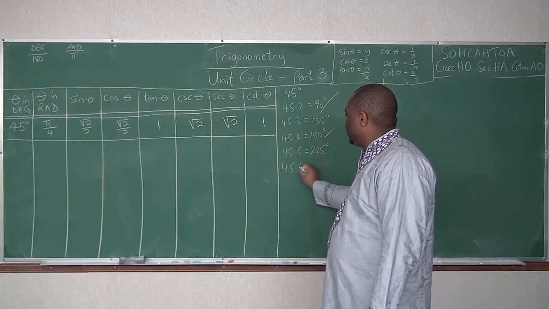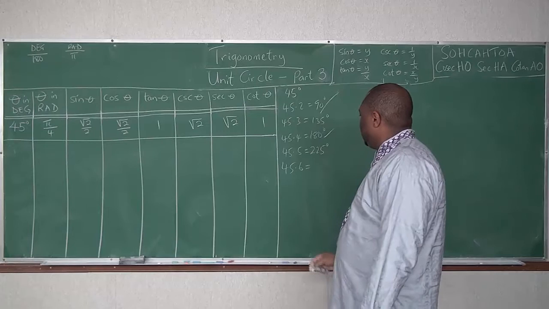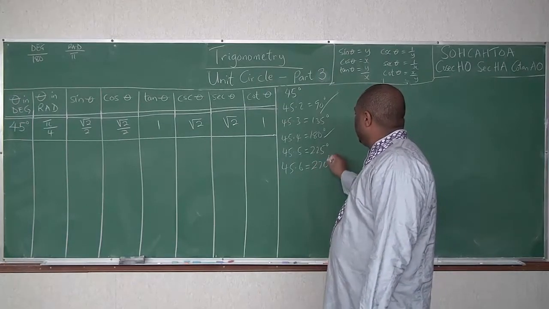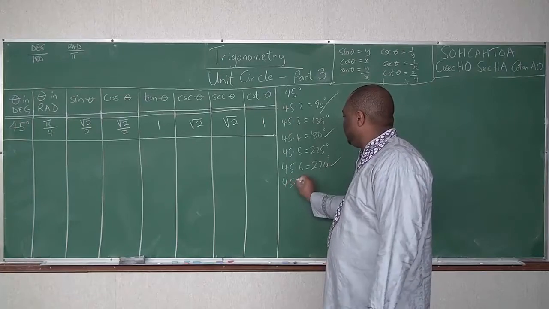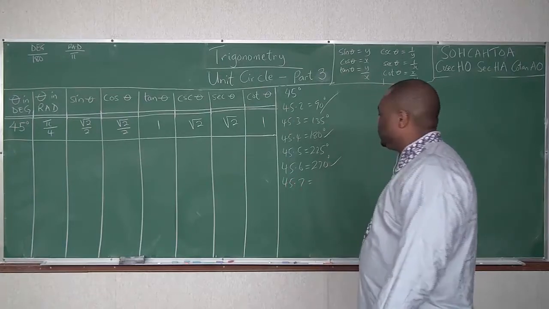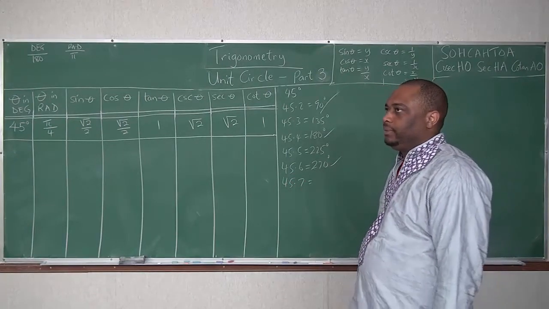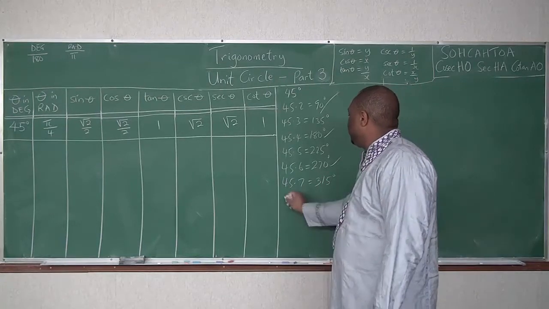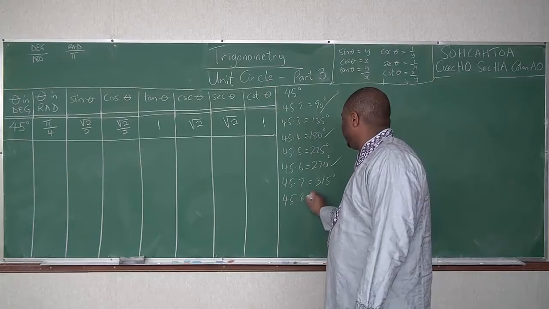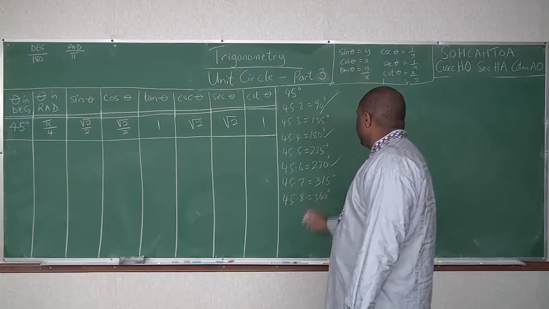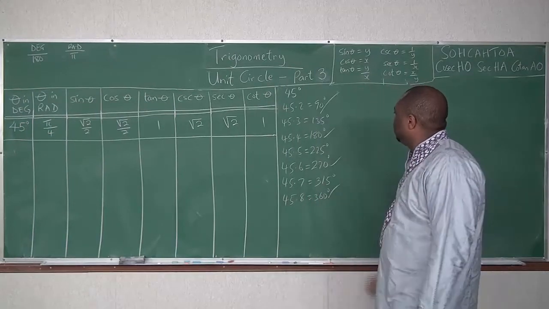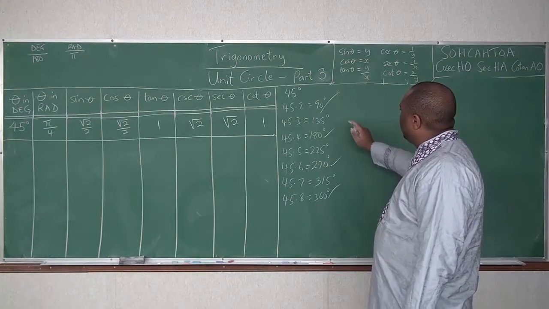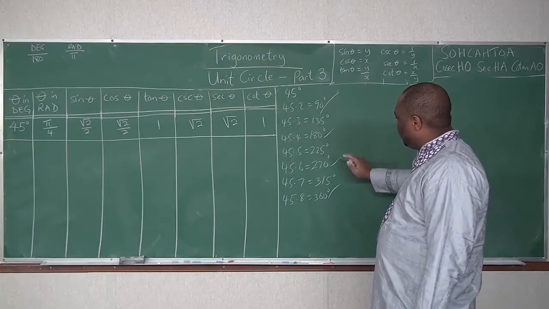45 times 6 is 270 degrees. We've done it. 45 times 7, 270 plus 45 is 315 degrees. We need to do that. 45 times 8 is 360 degrees. Right? So we've done that. So we need 135, 225, and 315.